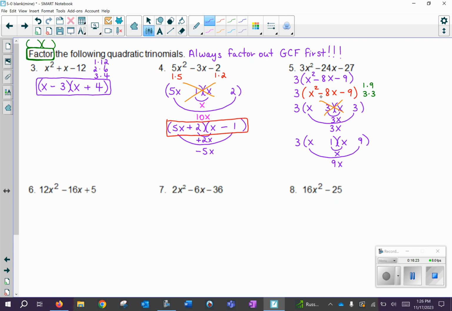To get a negative 8, I want it to be negative 9x plus 1x. So to get negative 9, I'll put the negative there. To get positive 1x, I'll put the positive there. I have to double check the end. Is positive 1 times negative 9? Negative 9, and it is. And therefore, this is your answer. Because if you multiplied all of those back out, you would have exactly what we started with.